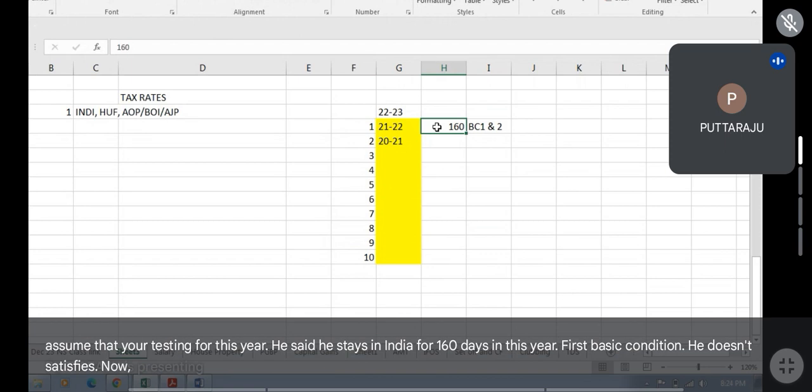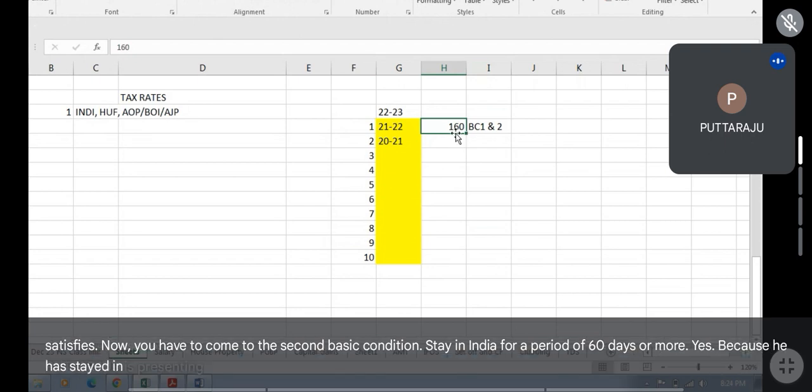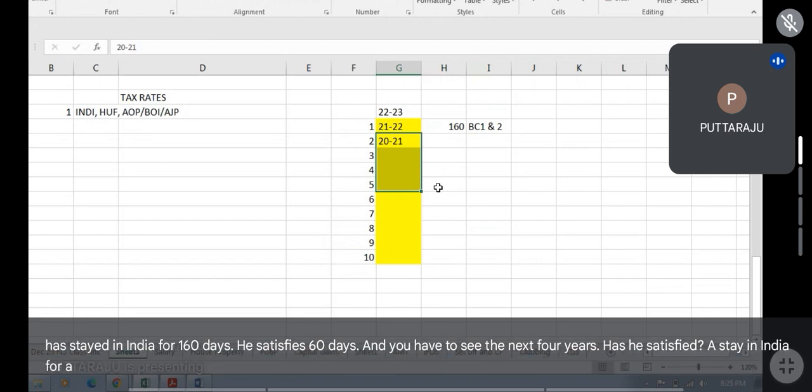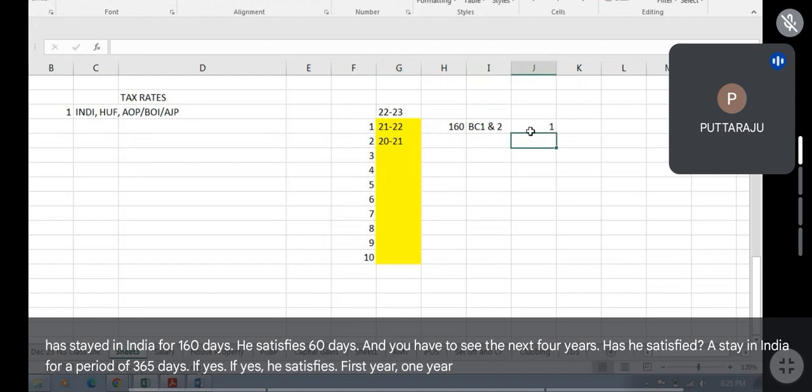Now you have to come to the second basic condition: stay in India for a period of 60 days or more. Yes, because he has stayed in India for 160 days, he satisfies 60 days. And you have to see the next 4 years, has he stayed in India for a period of 365 days? If yes, he satisfies for the first year, 1 year, the additional condition.